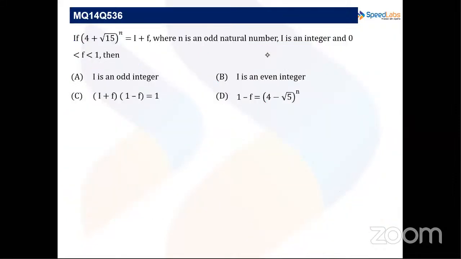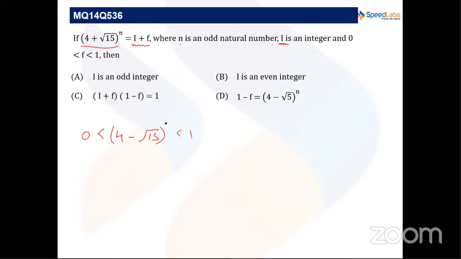Moving to the next question. Our next question is, if (4 plus root 15) to the power n is equals to I plus f, where n is an odd natural number, I is an integer, and f belongs to 0 to 1, that is f is a fractional part. Then we need to find whether I is an odd integer or I is an even integer. See, these types of questions, you will have if we are having 4 plus root 15, then 4 minus root 15 will be a number lying between 0 to 1.